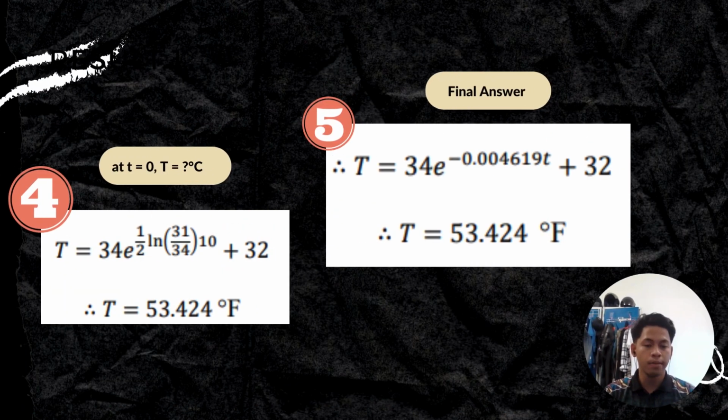For the last step of this equation is to find the temperature at the required time. We will use the same equation as before, where we insert the new value, and we will get the equation 34 e to the power of 2 ln 31 over 34 plus 32, and we will get the final answer for this question, which is the temperature is 53.424 Fahrenheit. So this is the final answer for this question.